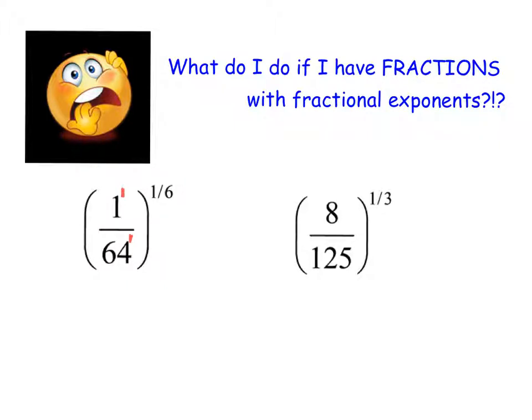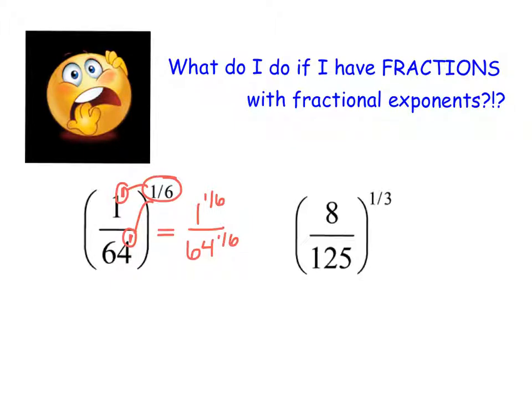And what we can do here to rewrite this in a way that's a little bit easier to solve is we can use that powers to powers rule. So we multiply 1 times 1/6, 1 times 1/6, and we end up with 1 to the power of 1/6, all divided by 64 to the power of 1/6. So this is a little bit easier to look at. We were able to take that fractional exponent and essentially multiply each exponent on the inside by that 1/6.